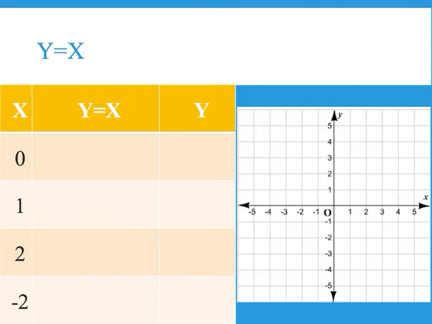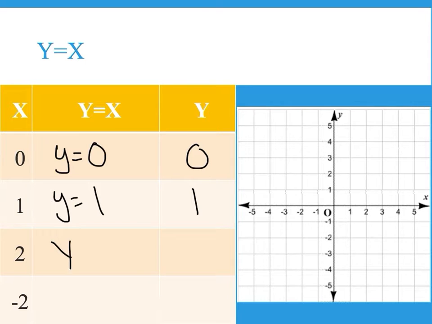So we've chosen values of x, and you're going to see with y, when y equals x, what does y equal? Well, when x is 0, y equals 0, so our y is 0. Here, y equals 1, so y is 1. Not too difficult right here. Y is equal to 2, so we have 2. And here, y is equal to negative 2, so negative 2.